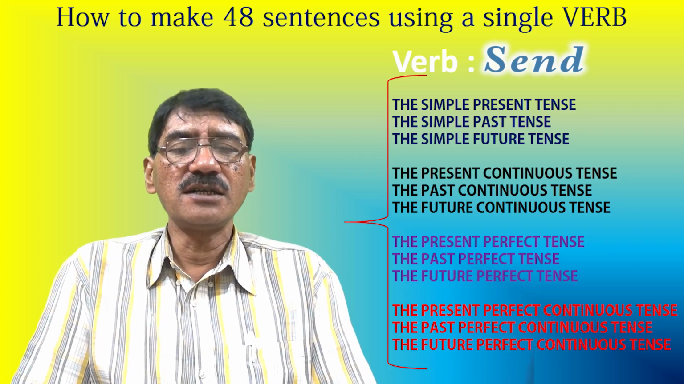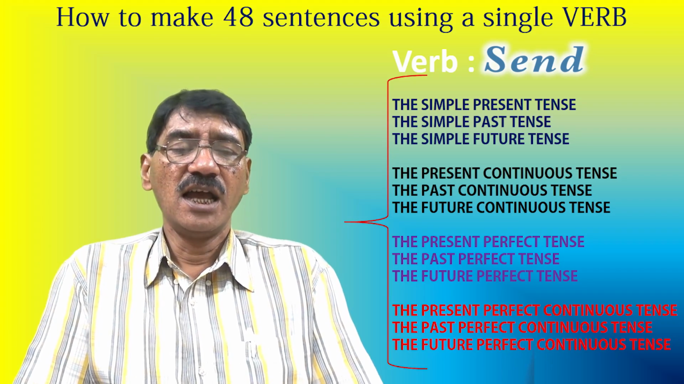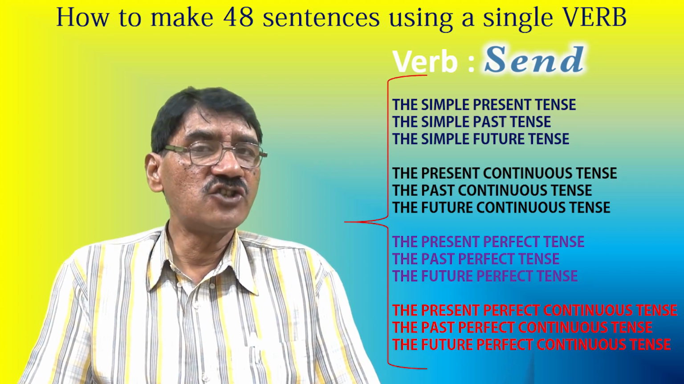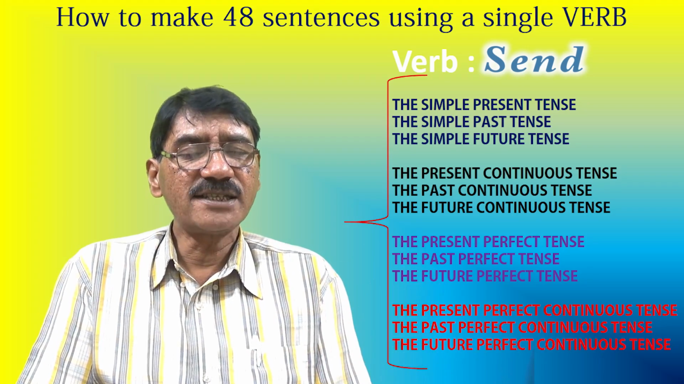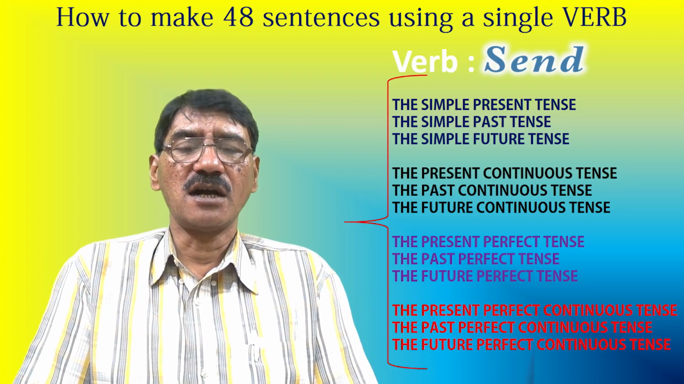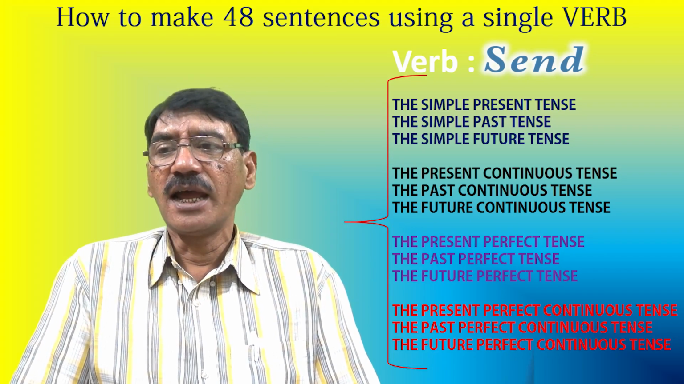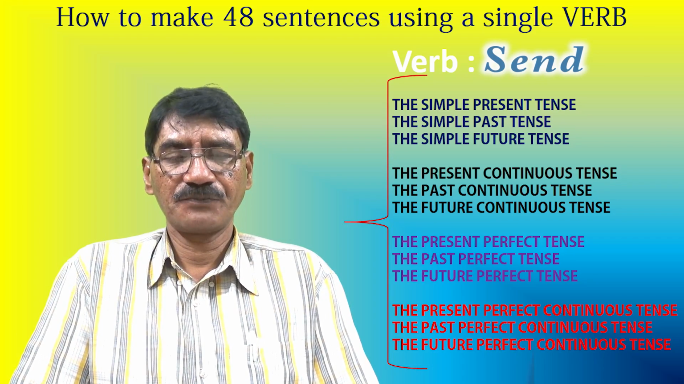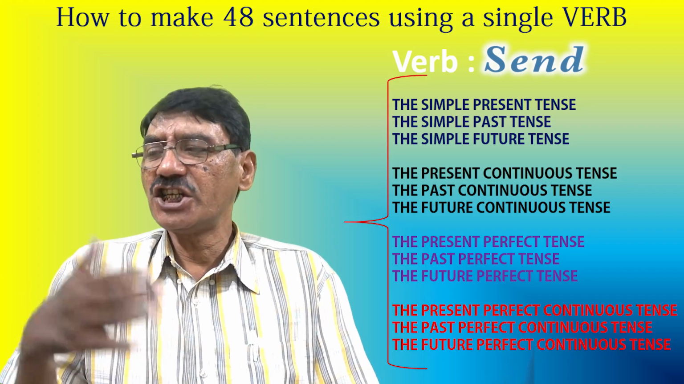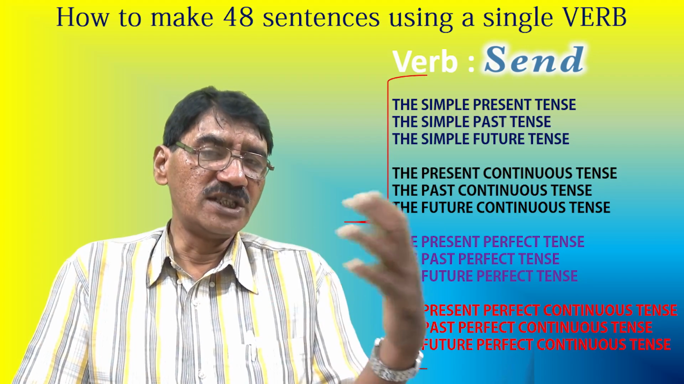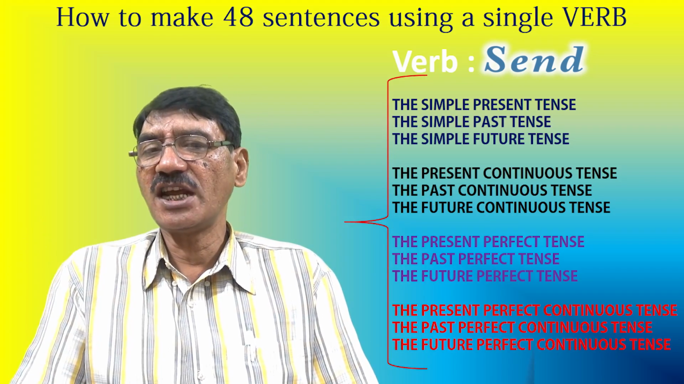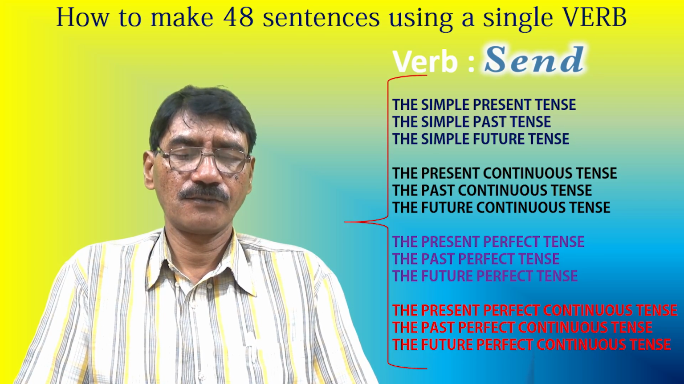She has sent cards. She hasn't sent cards. Has she sent cards? Hasn't she sent cards? She had sent cards. She hadn't sent cards. Had she sent cards? Hadn't she sent cards? She will have sent cards. She won't have sent cards. Will she have sent cards? Won't she have sent cards?